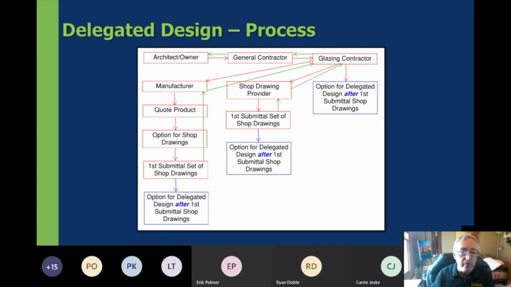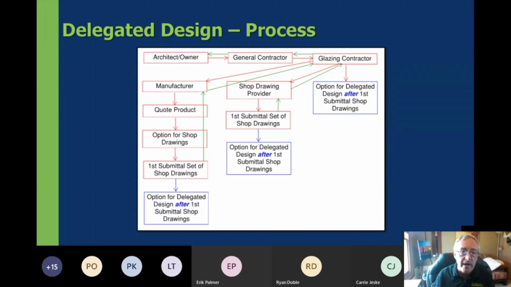Ultimately, whenever the first submittal set of shop drawings gets done, it goes through that process usually without a structural engineer in the glazing industry looking at it. It's usually a drafter or a detailer, and so it goes back up the chain to the manufacturer, through the glazing contractor, back up to the general contractor, and to the architect for conformance review. And so ultimately, it has not seen a structural engineer at that point. And if the architect, owner, or the general contractor does not request a delegated design submittal for calculations, often that may get overlooked in the process.